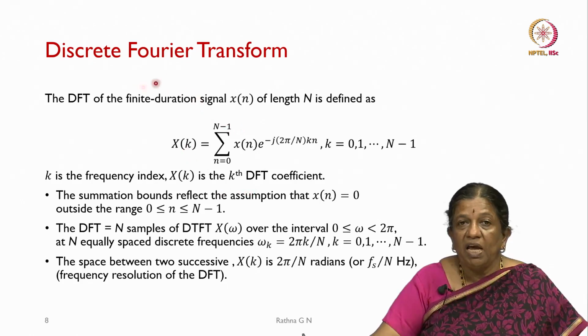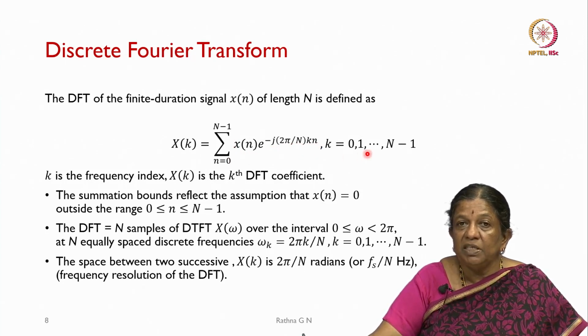So, what we have is what we call a finite duration, whereas DTFT was discrete in time, but frequency was continuous in omega. Here both frequency and time have been discretized. So, x of n of length N is defined as given by X of k, which is the sum for n equal to 0 to N minus 1 of x of n into e power minus j 2 pi by N into k into n.